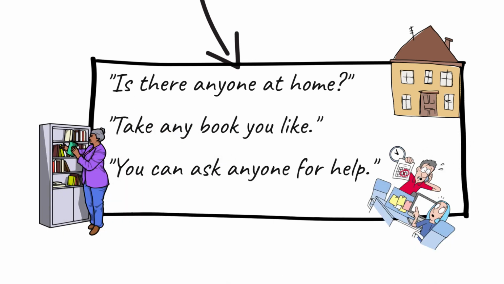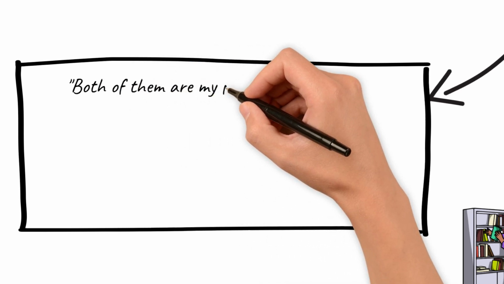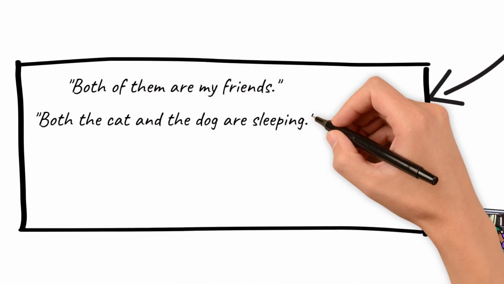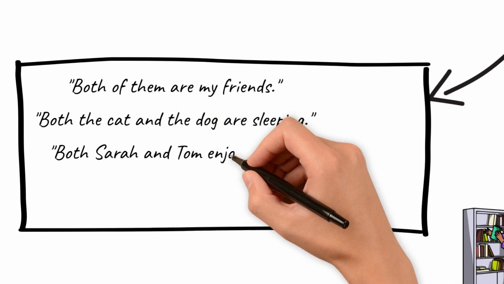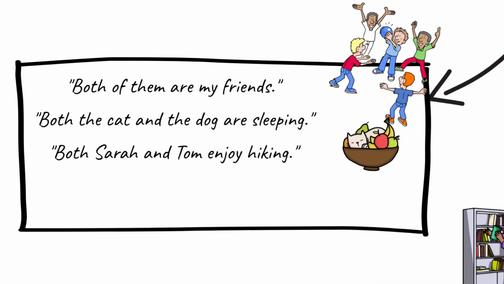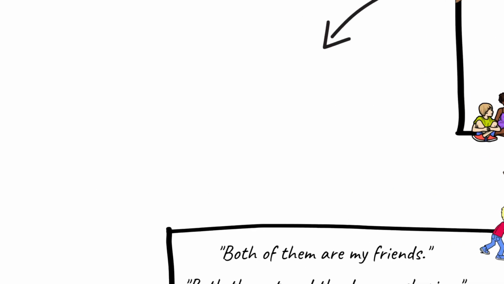Both, neither, and either. Finally, let's look at both, neither, and either. Both is used to refer to two things together. Both of them are my friends. Both the cat and the dog are sleeping. Both Sarah and Tom enjoy hiking.